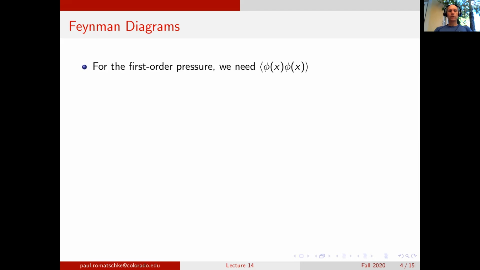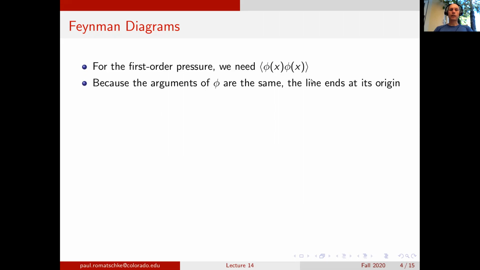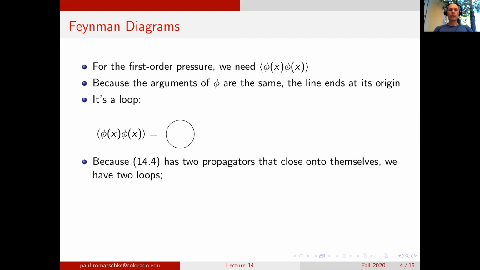If we wanted to calculate the first order correction to the pressure, we need to calculate the propagator where the positions x and y are the same. So basically we have phi of x, phi of x. This means that the arguments of phi are the same, so the line starts at the same point as it ends, and therefore it can be represented as a loop. In the case of the first order pressure, we have two of those propagators that close onto themselves. So we have two loops to consider.